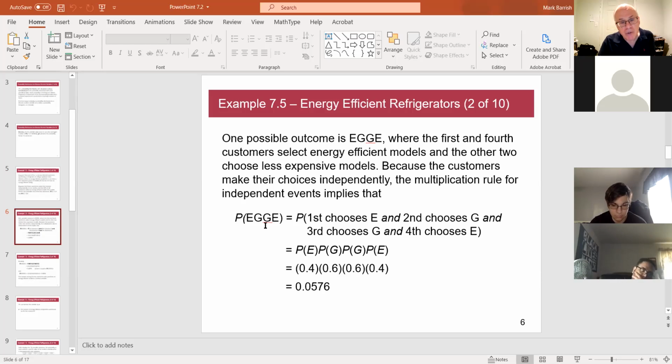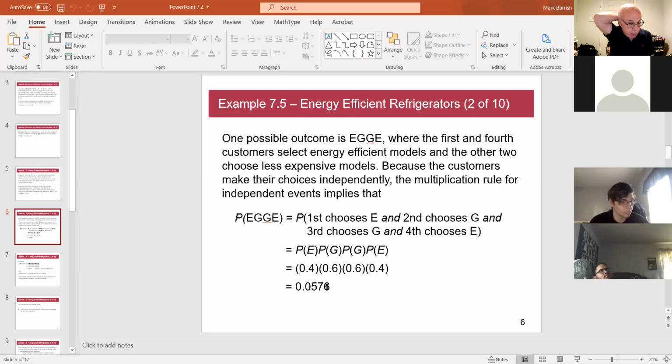Well, this is a case where this is the multiplication rule, because we are wanting to know what's the probability the first one picks energy efficient and, notice I use the word and, the second one picks non-energy efficient, and the third one picks non-energy efficient, and the fourth one picks energy efficient. Using the word and means multiply. Notice in this case here that we assume that every person's decision is independent of everybody else's decision, and that we're going to use the multiplication rule assuming independence of these outcomes. So we simply multiply their individual probabilities. We come up with 0.0576.